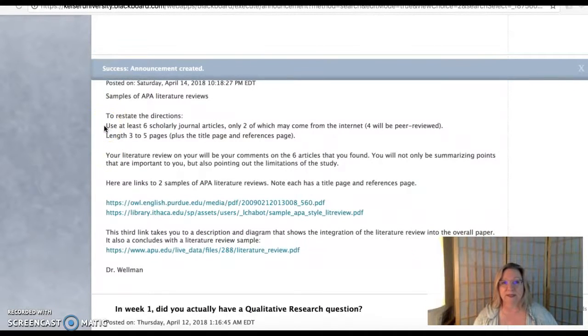You'll need at least 6 scholarly articles, and it's 3 to 5 pages for the entire literature review. This does not include a title page and a references page. Please do include a title page and a references page.